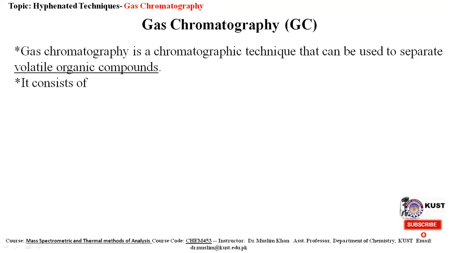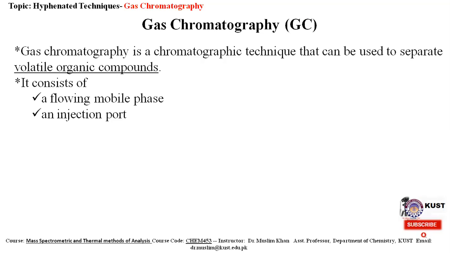What are the different components of a gas chromatography? It consists of a flowing mobile phase. In the case of HPLC, the flowing mobile phase is in liquid form, but in gas chromatography, that's why it is called gas chromatography, the flowing mobile phase is usually gas.